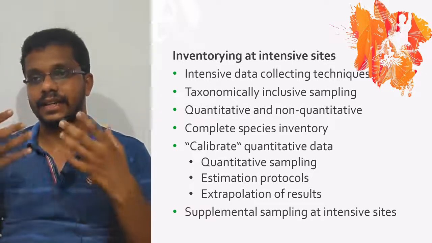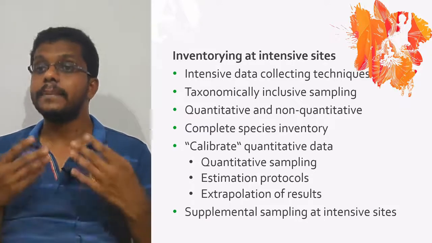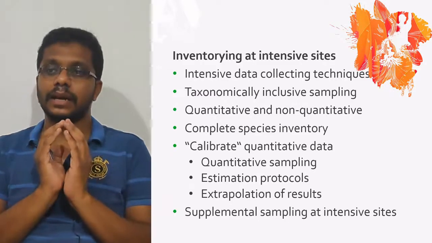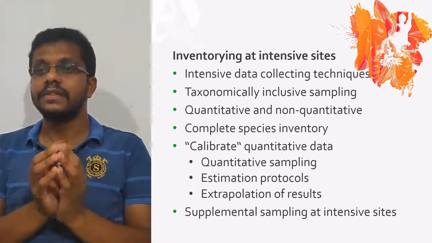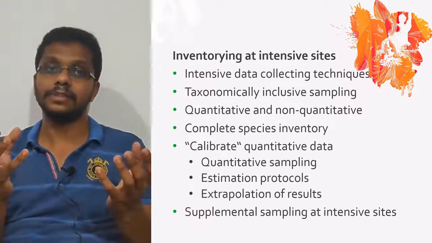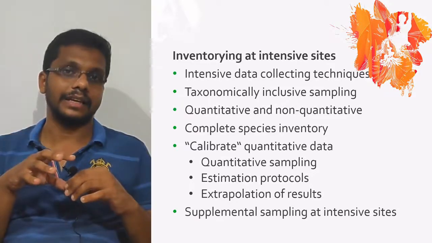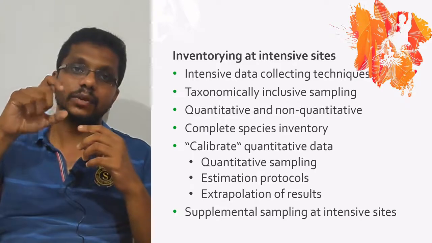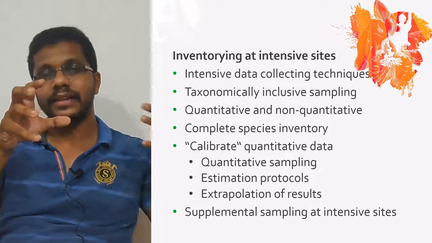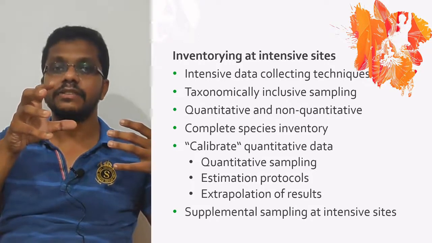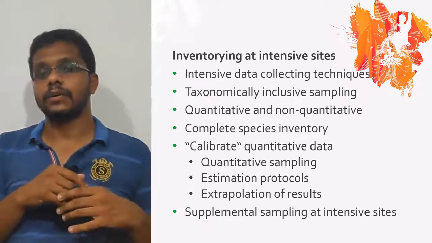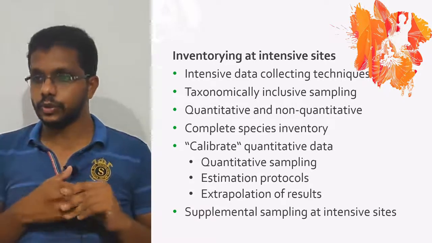Both types of data will be collected in an intensive site, and we will make a complete species inventory for that site. Based on that complete species inventory, we will calibrate the quantitative data. We are finding indicator organisms which directly indicate the biodiversity in the area. Indicator means that if the number of that indicator organism increases, there is a parallel increase in the overall biodiversity. If the number of that particular indicator organism is reducing, there is a proportional decrease in the overall biodiversity. That's what an indicator organism should do.